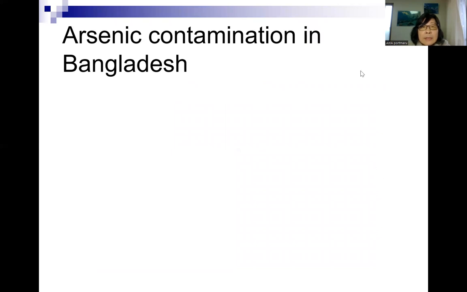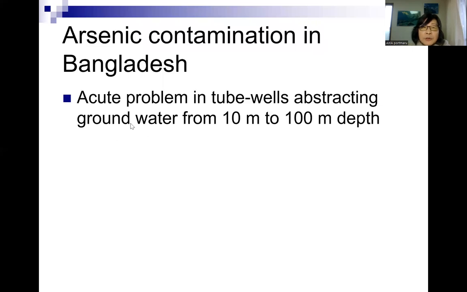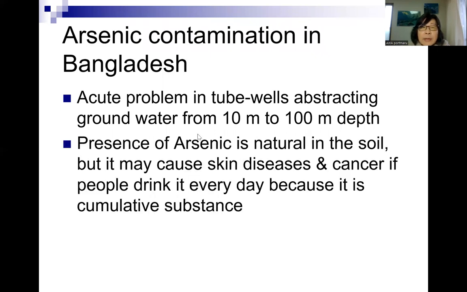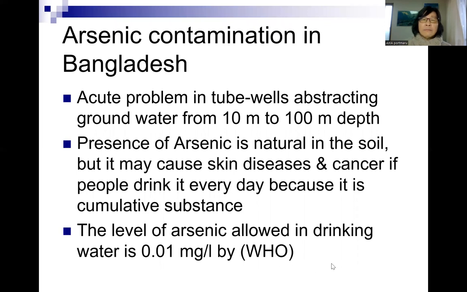And let us see about the chemicals that are affecting other countries. Arsenic contamination in Bangladesh. Acute problem in tube wells obtaining groundwater from 10 meters to 100 meter depth is a very serious problem in Bangladesh. The presence of arsenic is natural in the soil, but it may cause skin diseases and cancer if people drink it every day because it is a cumulative substance. Arsenic is very poisonous. The level of arsenic allowed in drinking water is 0.01 milligrams per liter by WHO.